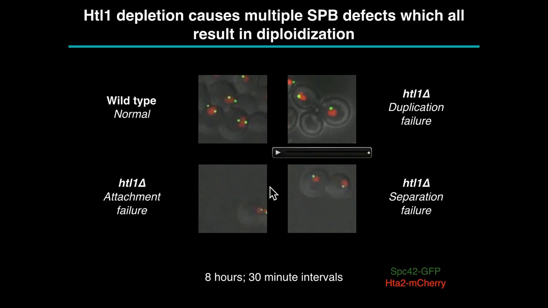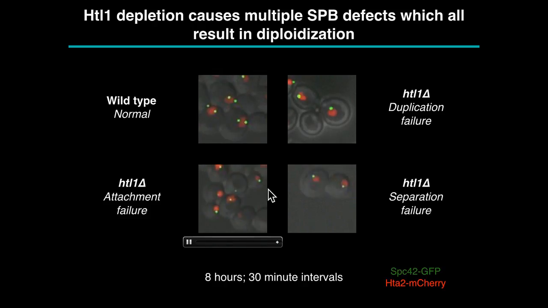Okay, the next category is an attachment failure. So I'll start the movie. There's a cell that's going to fly into the center here. You can see that the spindle pole body has duplicated, but one spindle pole body is associated with the DNA, while the other one is just tracking around in the daughter and not attaching to the DNA at all. Again, what we think is happening is this daughter will bud off and die, and this mother has now diploidized.